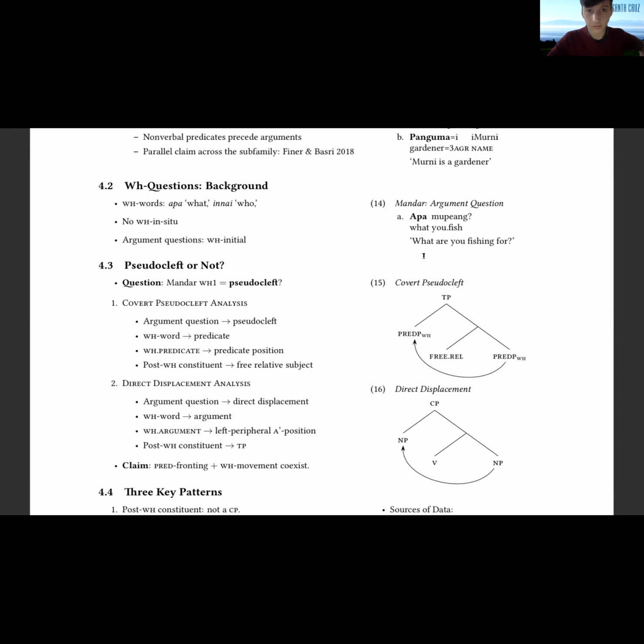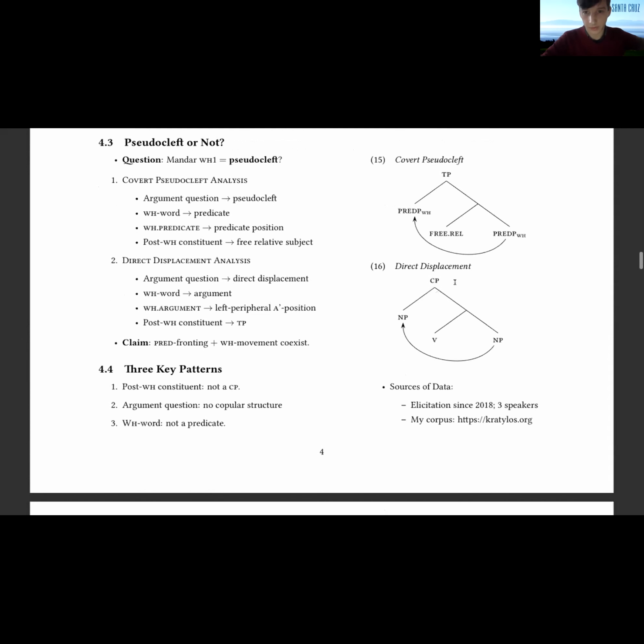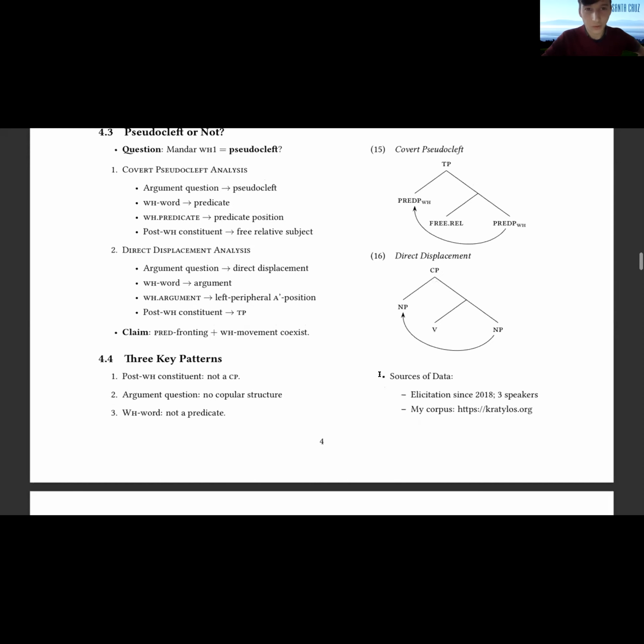We could also imagine this is just WH movement, like direct displacement of the English type. So what are you fishing for literally involves movement of an NP from an argument position to the sort of left periphery. So I will argue that the analysis in 16 is correct. This is just direct displacement. And all of the data here comes from a Mandar corpus that I've built over the past several years and elicitation that's been ongoing since 2018. You can see the corpus on the internet. You should go learn about Mandar there.